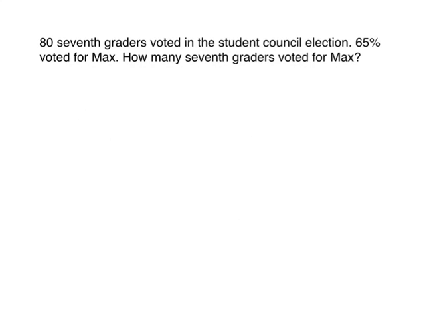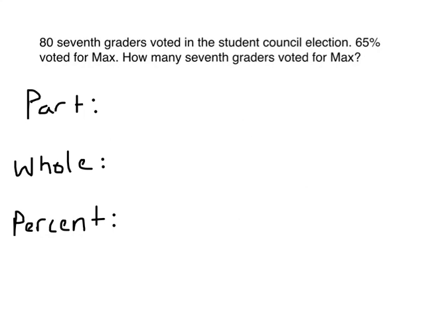80 7th graders voted in the Student Council election. 65% voted for Max. How many 7th graders voted for Max? Well, the first thing we need to do is figure out what's the part, what's the whole, and what's the percent, and which one are we solving for? What does 80 represent in this problem? 80 represents the whole because it's the total number of 7th graders.